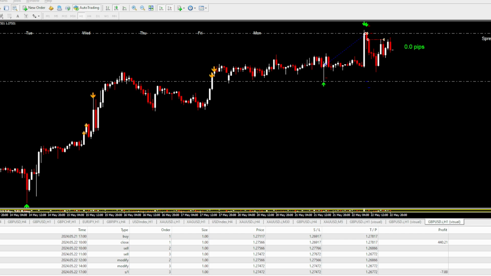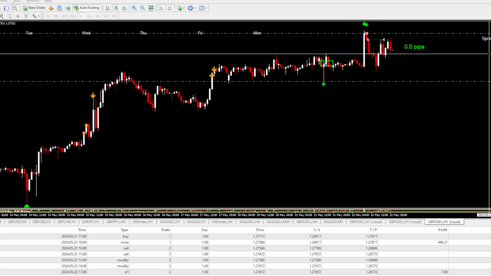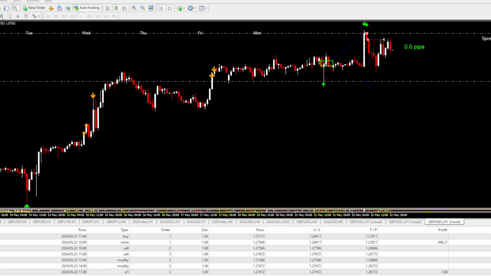We enter a buy trade and we exit here on the opposite signal. You can see the blue line, that's where we exit the trade. So we enter the position and exit the position and we secured a profit of 440 US dollars. So it's automatic trading, based on the FX system buy and sell signal. So let's continue.